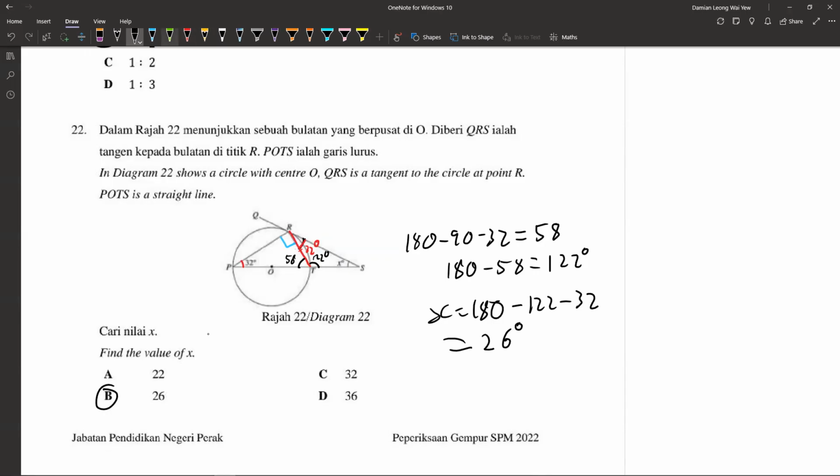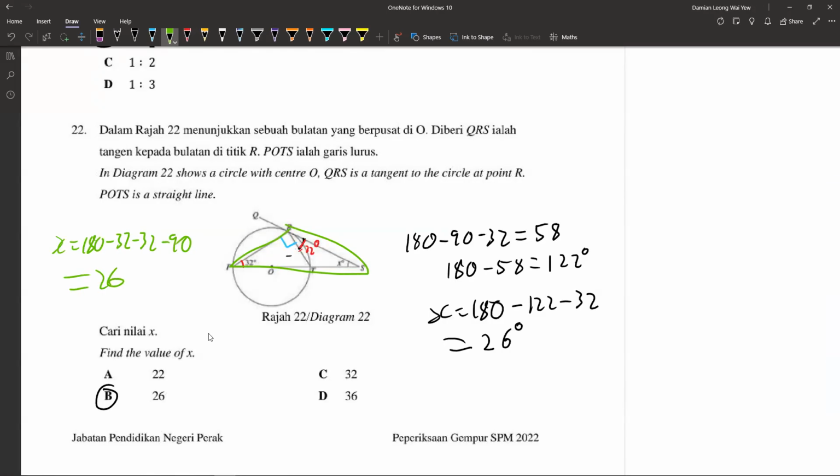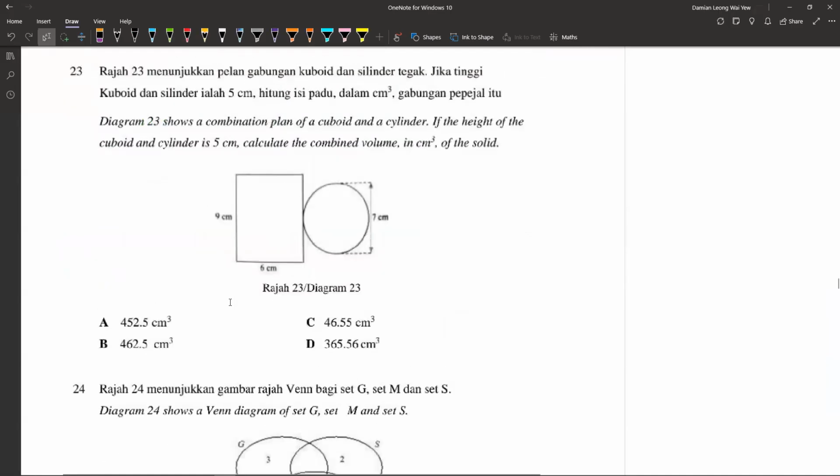Yeah. There are other ways, like if I take this whole triangle, then I don't need to find these two. So I can just take X is 180 minus 32 minus 32 minus 90. Which I'll show you. It's also 26. So there are multiple ways of doing this kind of question. The more relations that you know, the easier it is, because there are more options for you.